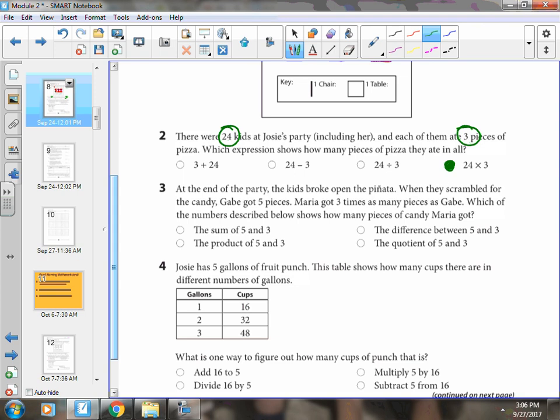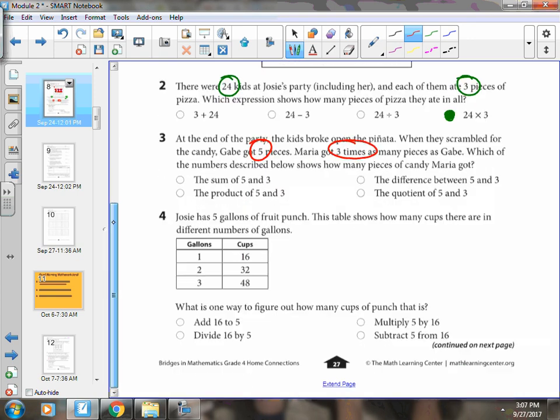Number 3, at the end of the party, the kids broke open the piñata. When they scrambled for the candy, Gabe got 5 pieces. Maria got 3 times as many as Gabe. Which of the numbers described below shows how many pieces of candy Maria got? Gabe got 5, Maria got 3 times as many.